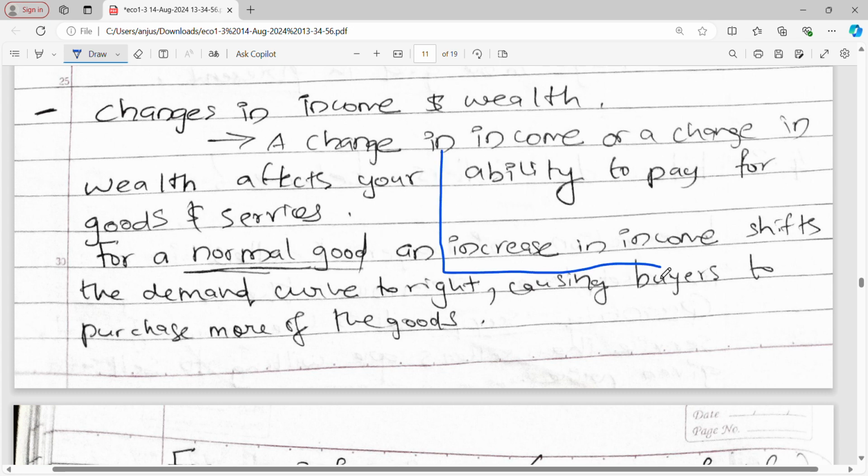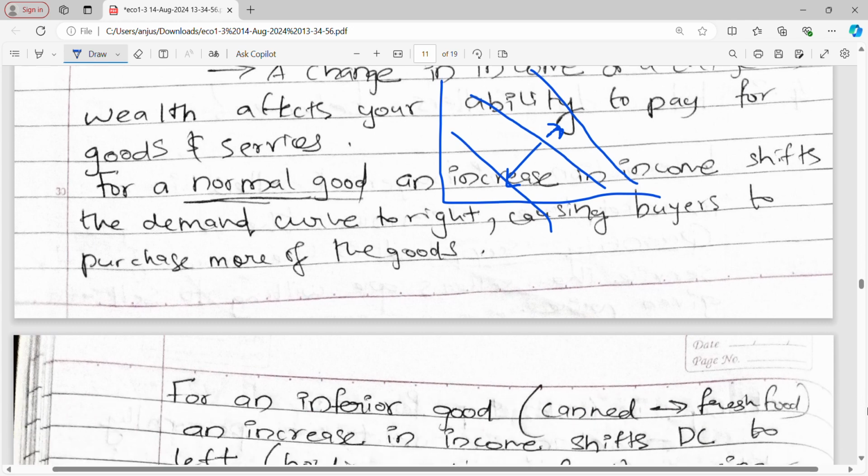So this is the demand curve for pen. And if your income has increased, you will buy more pen. So the demand curve for the pen shifts rightwards. If your income has decreased, you will buy less pen. Every other element is fixed, held constant here.